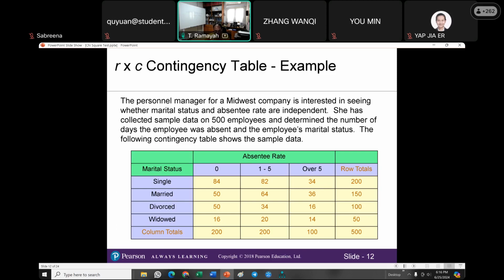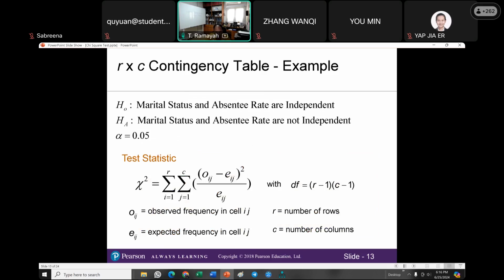So first we need to write the null and the alternate hypothesis. The null hypothesis says marital status and absentee rate are independent. And the alternate says the marital status and absentee rate are not independent. Or we can also say dependent. Independent, dependent. Alpha is 5%.